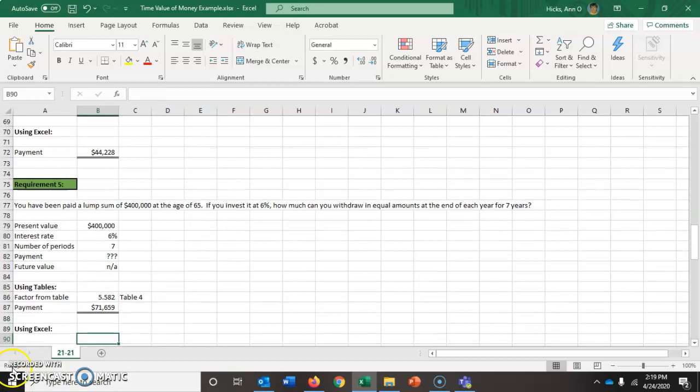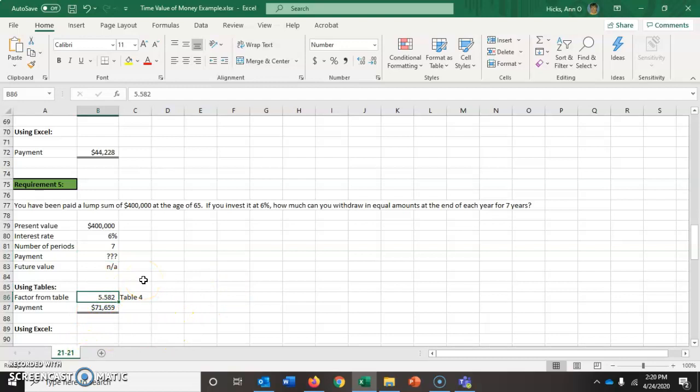In number 5, again, we're dealing with a payment, but this time we're going to be solving for the payment. We have been paid a lump sum of $400,000 when we're 65. We're going to invest it at 6%, and we need to know how much we'll be able to withdraw if we want to withdraw it equally over 7 years. So future value is not an issue. That's not what we're dealing with. We're dealing with the present value, which is what we've been given, and we need to solve for the payment.